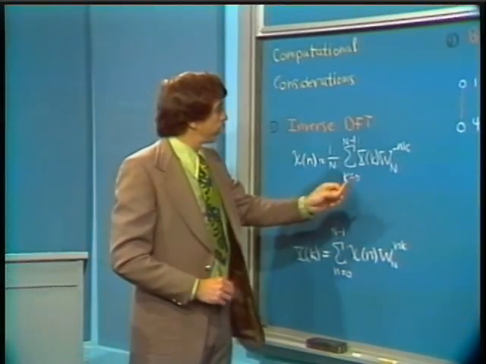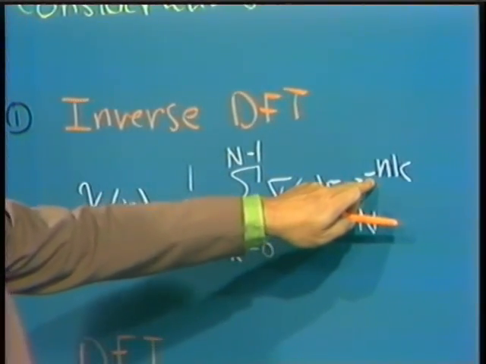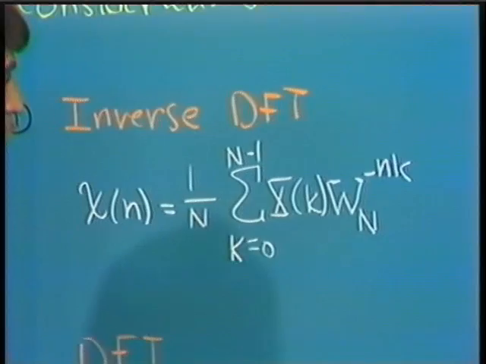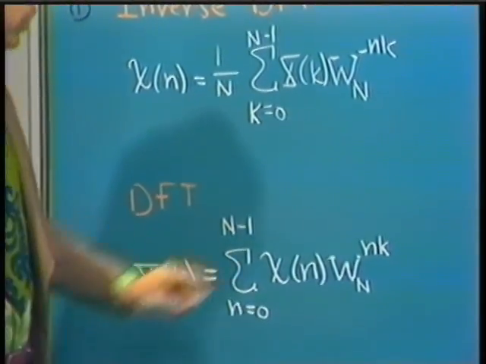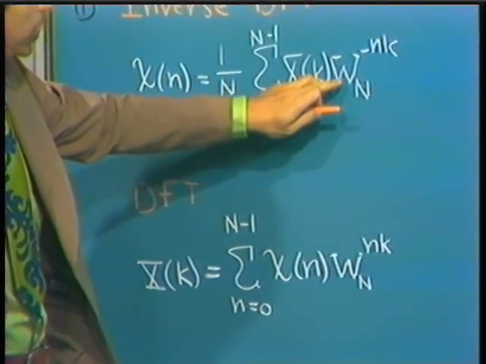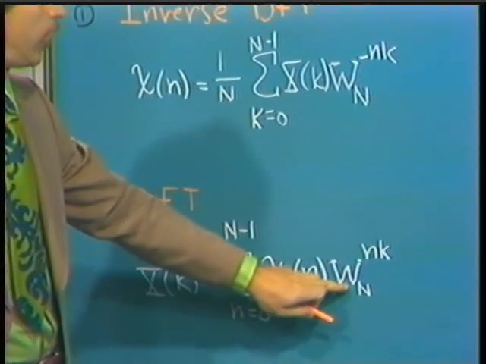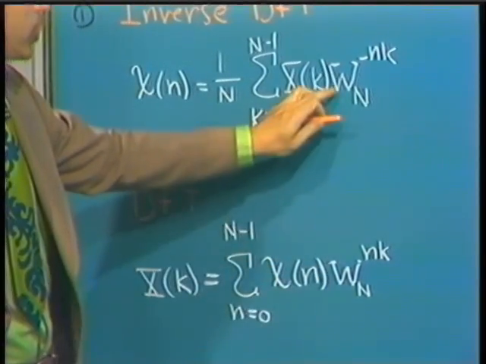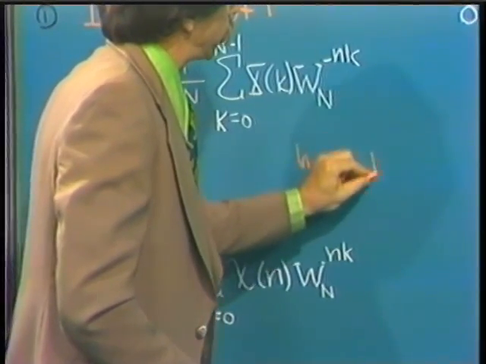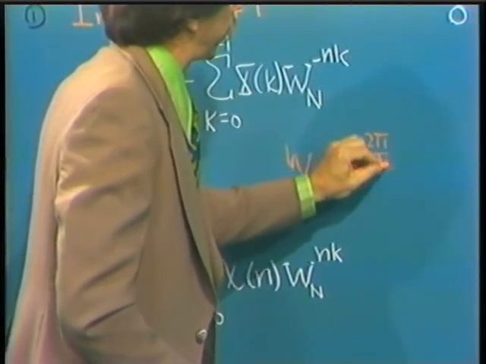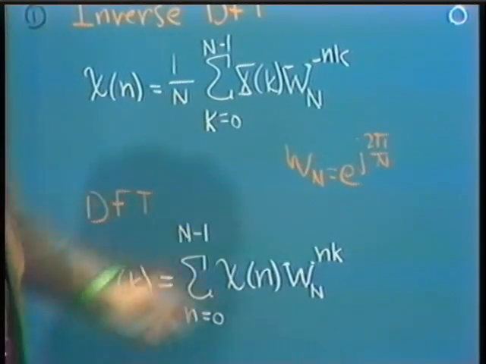And the other difference is the inclusion of a minus sign in the exponent in powers of W rather than a plus sign for the forward transform. That means, in essence, that these coefficients are the complex conjugate of these coefficients, because W sub capital N is e to the j 2 pi over capital N. This minus sign represents a conjugation of W.